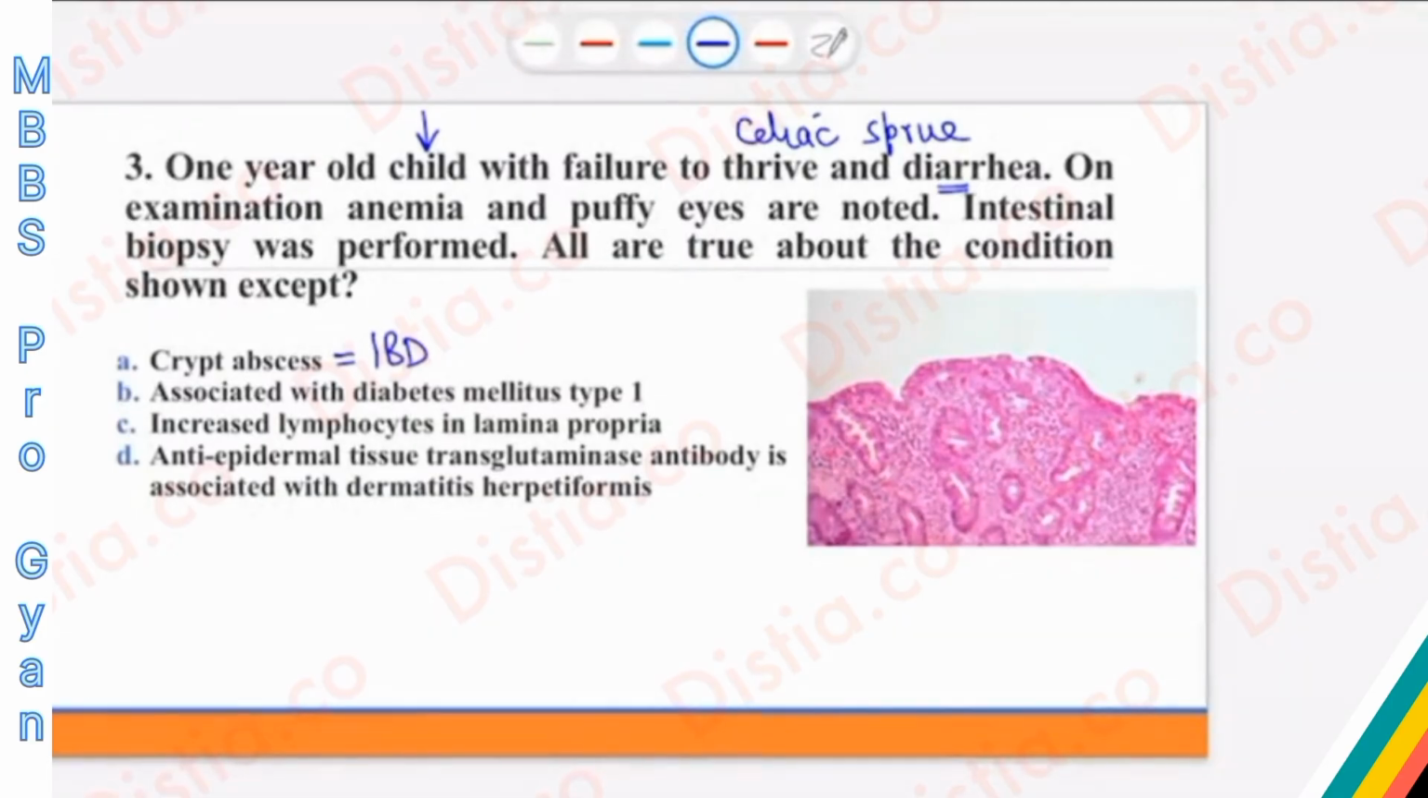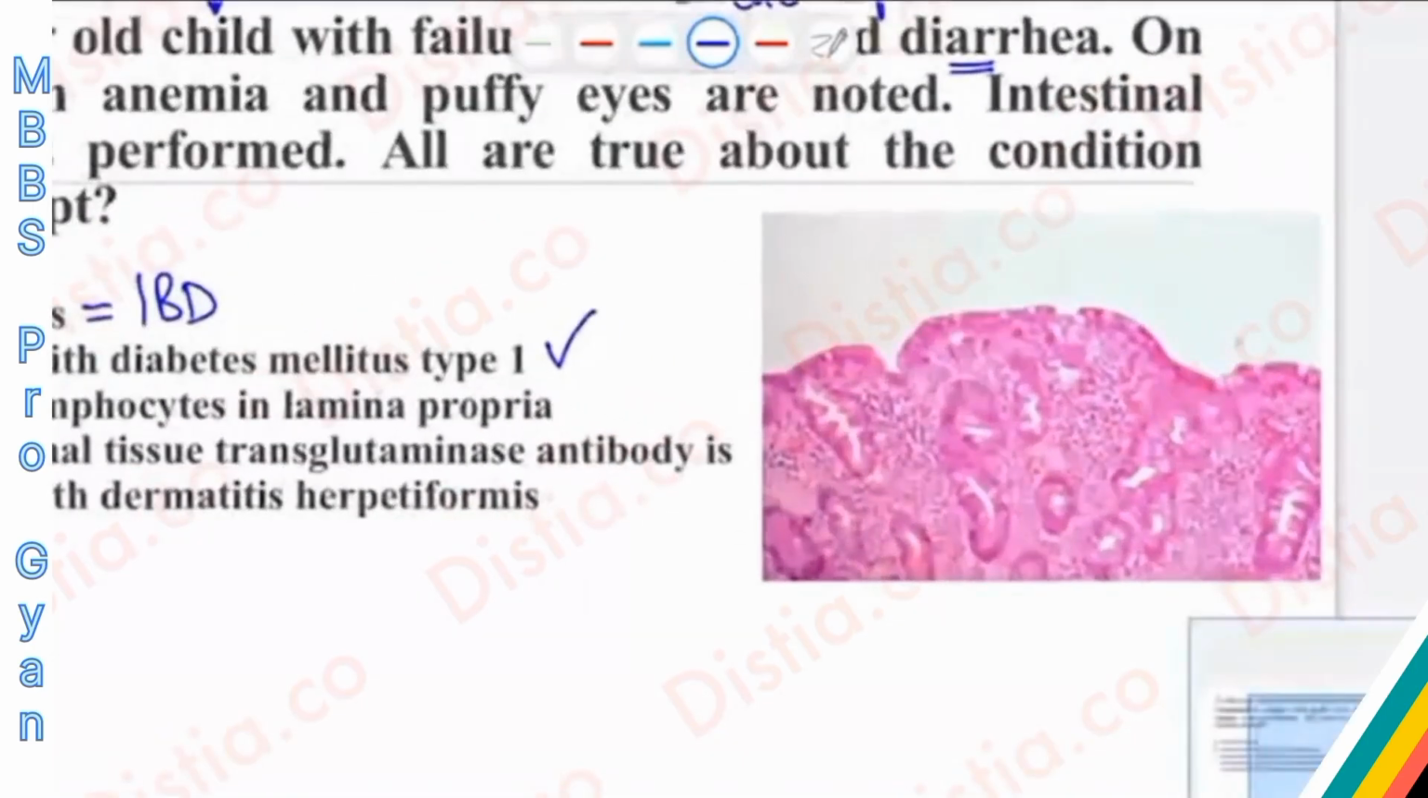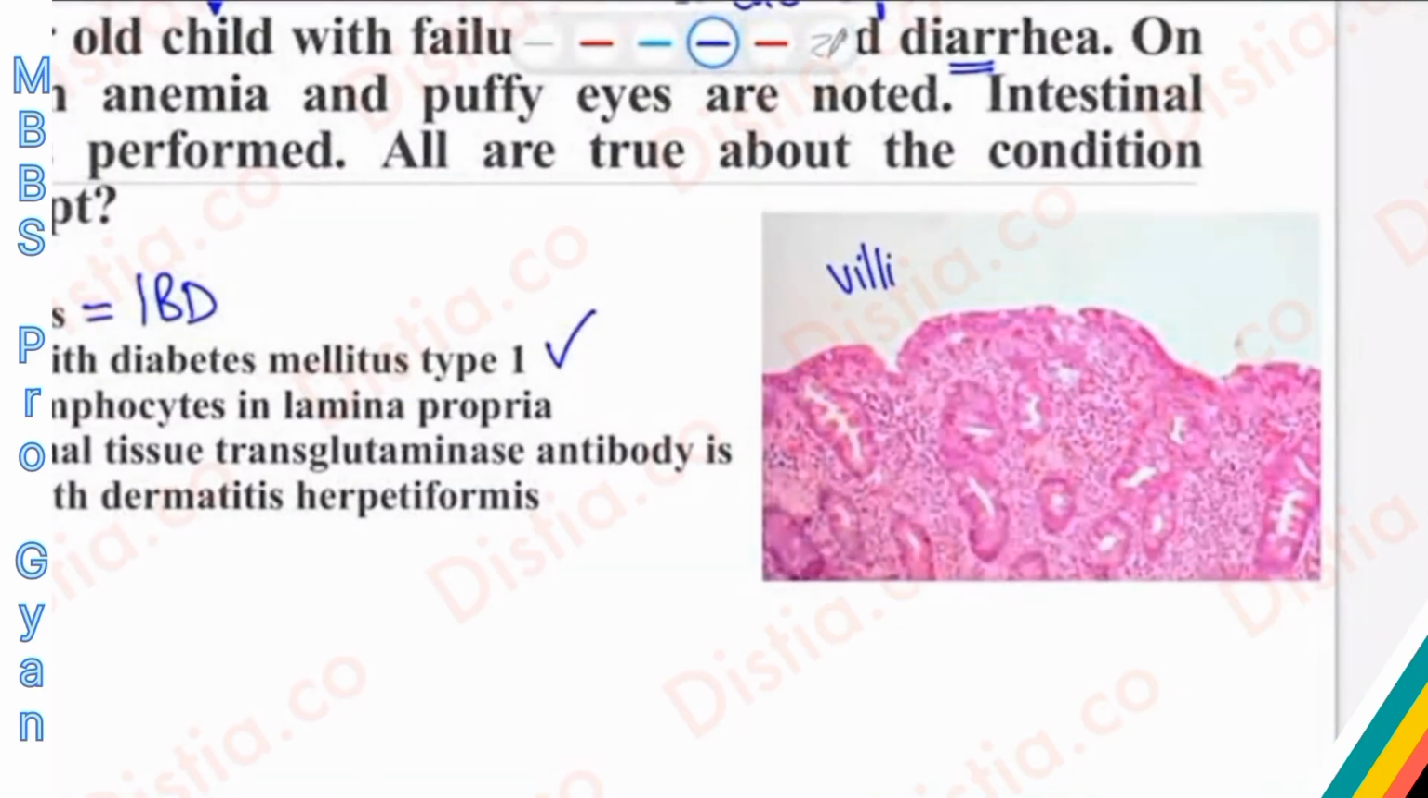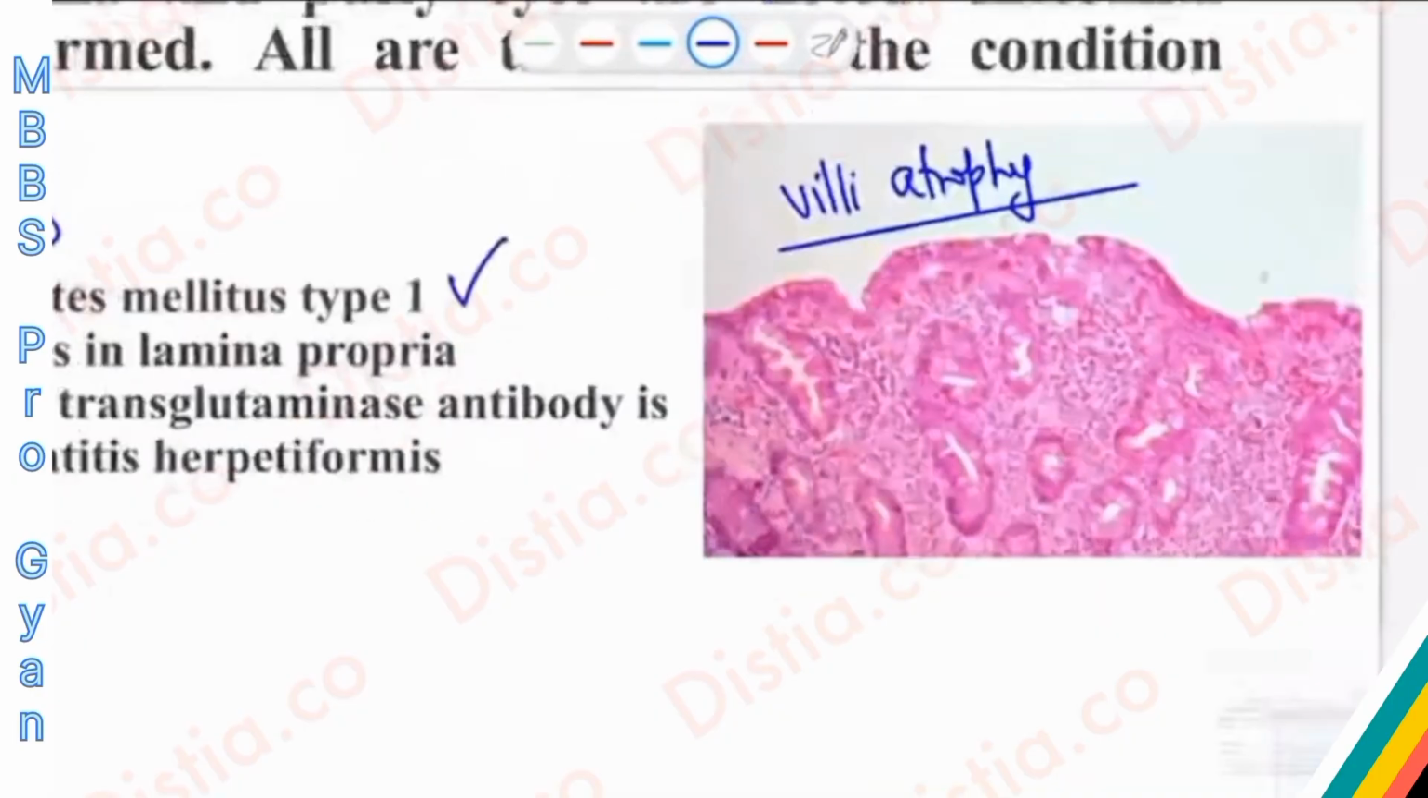One of the important extraintestinal manifestations that develops in a case of celiac sprue is diabetes mellitus, so option B looks like a correct statement. C says increased lymphocytes in lamina propria. Now there are reactive changes, because if you look at this image, you will definitely notice that you cannot identify any villi. The normal finger-like projections, the villi, are definitely not appreciated. This image is definitely showing villous atrophy.